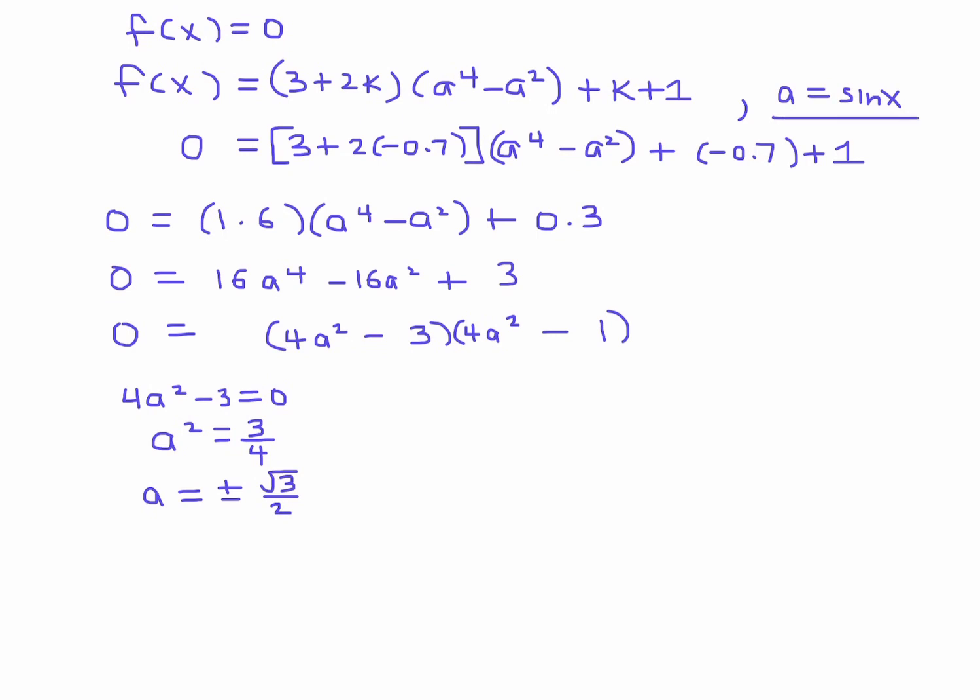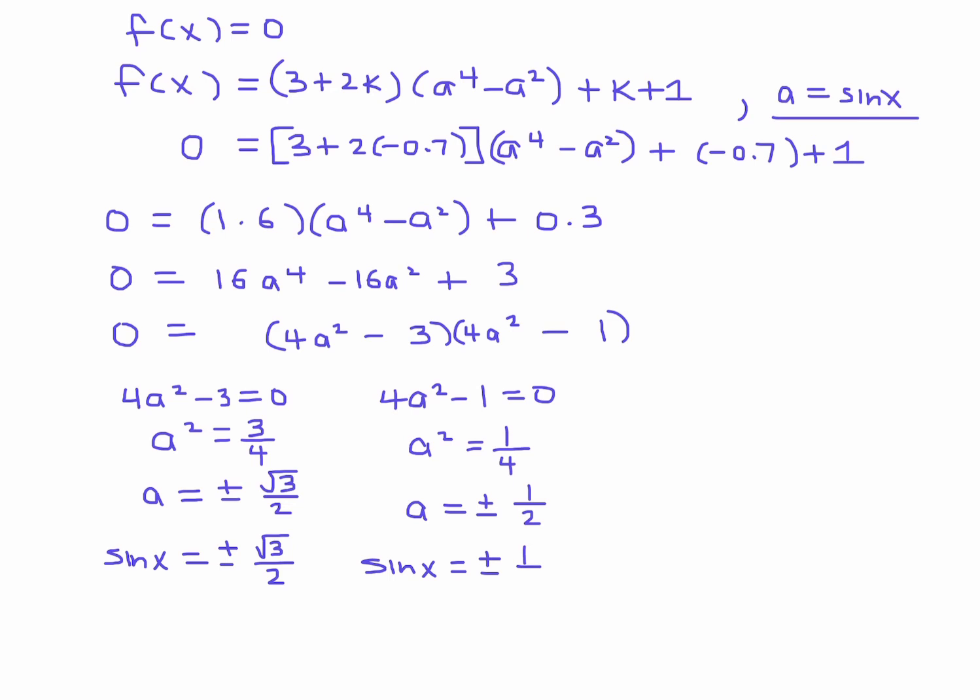Now, don't forget, sine of x is what a is. So this is really what we're trying to solve. Okay, so that's the first one we have to solve. The next one is, of course, this guy. Don't forget him. That gives me 4a squared minus 1 is equal to 0. And therefore a squared is equal to 1 over 4, and a is equal to plus or minus a half. Right? And therefore, sine of x is equal to plus or minus a half.